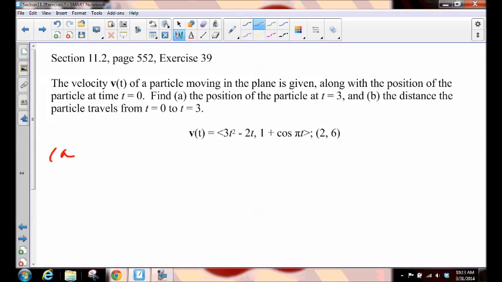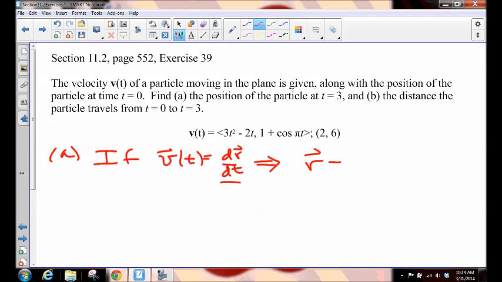So let's start with part A. If v of t is equal to dr dt, and we're given v of t and trying to find r, we should be able to do the inverse of taking a derivative, which is of course taking an integral. So r is going to be the integral of v dt. Because the x and y components are separate and independent, we can integrate each component of v of t separately.